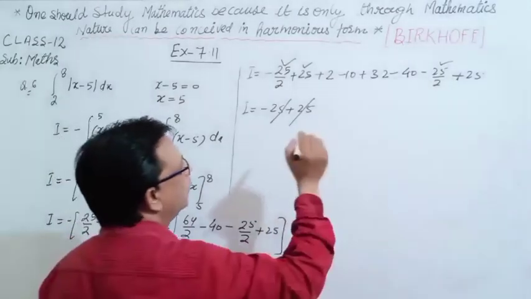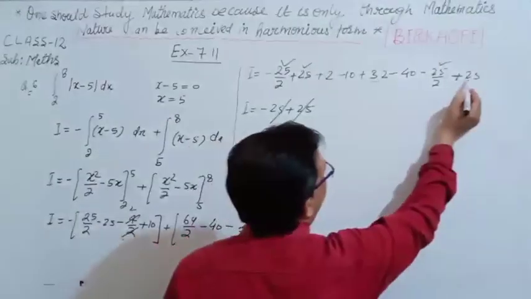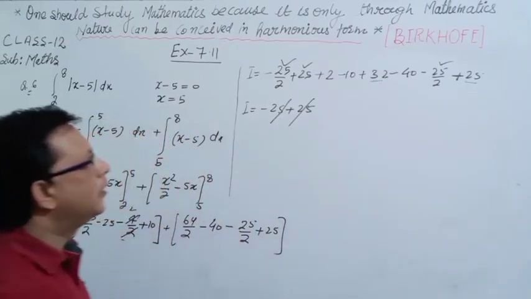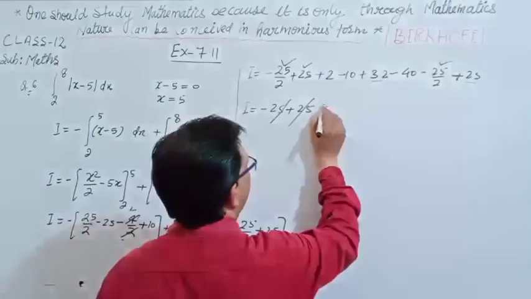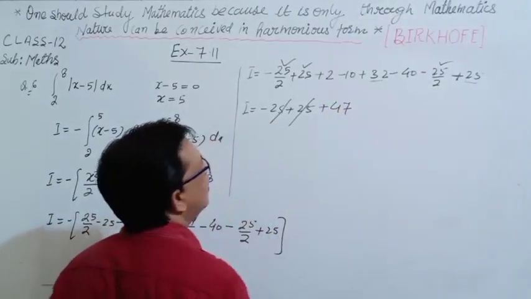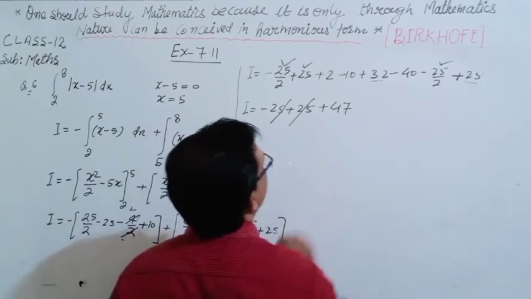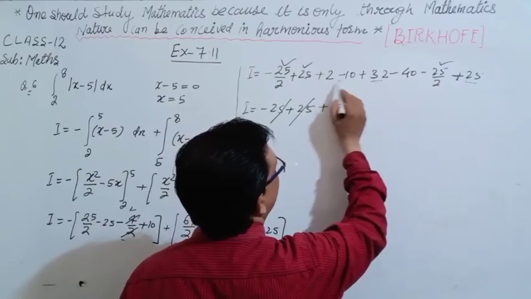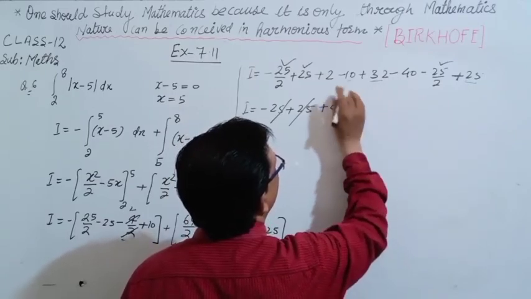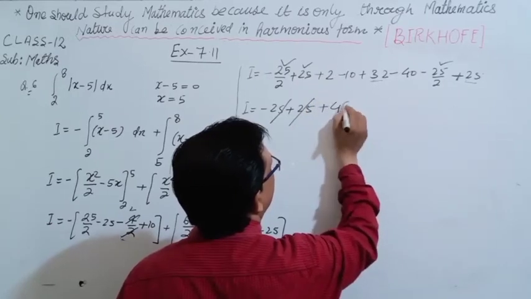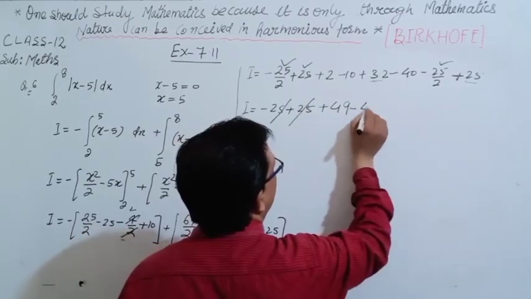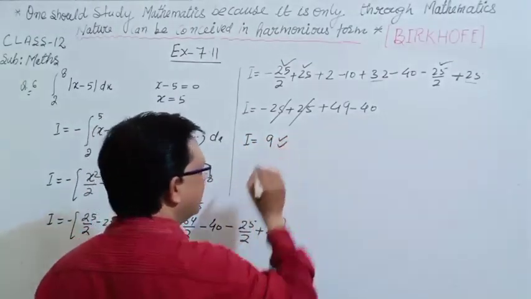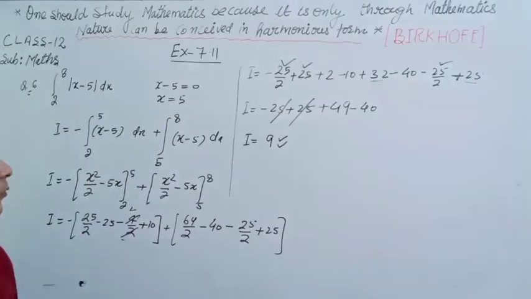Okay. Now look here. 25 plus 32 plus 25. 32 plus 25 becomes 47, and plus 2 here. This is 49 minus 40. So this is 9. So 9 is the final answer, students. So note down this question.